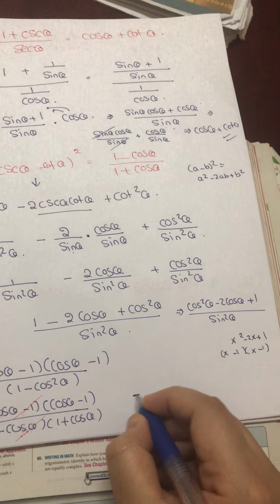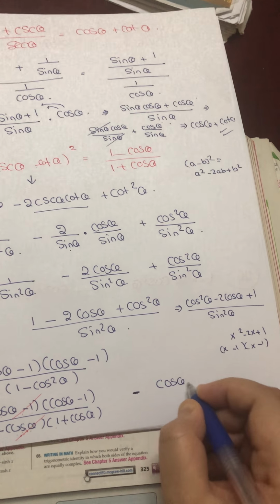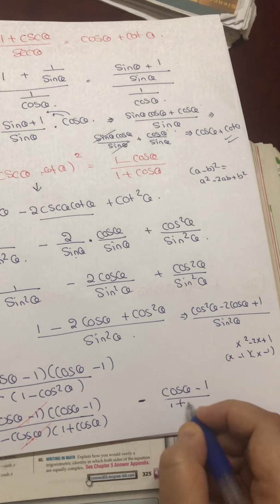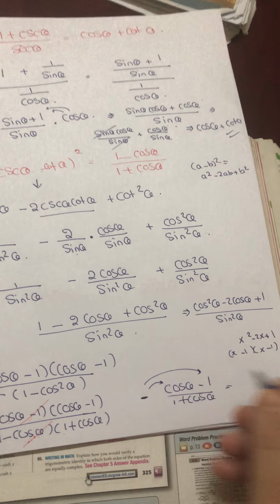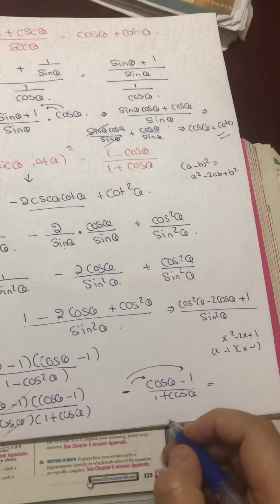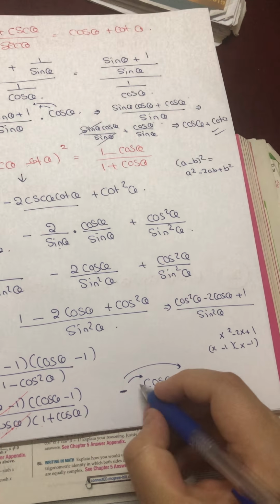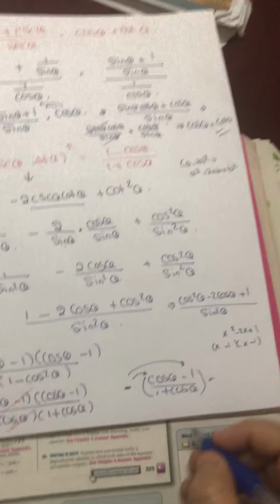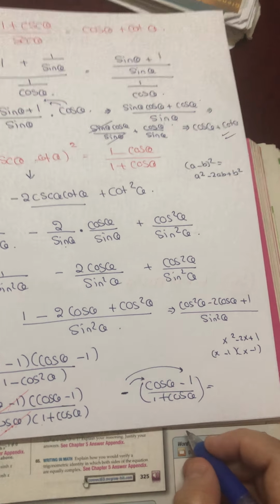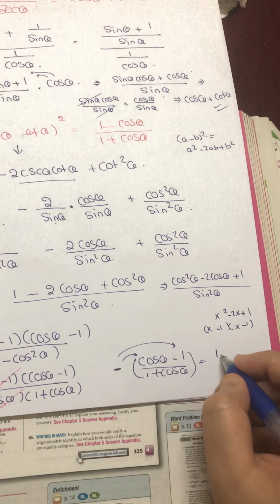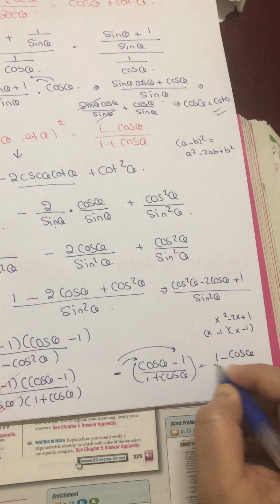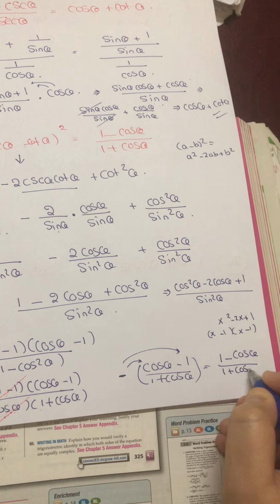A negative outside, and then cosine theta minus 1 over 1 plus cosine theta is the same as your question, because this negative will affect, let's say, the numerator. It will affect either the numerator or the denominator, not both of them. Okay? So if I multiply the numerator by negative, it's going to end up as 1 minus cosine theta all over 1 plus cosine theta.